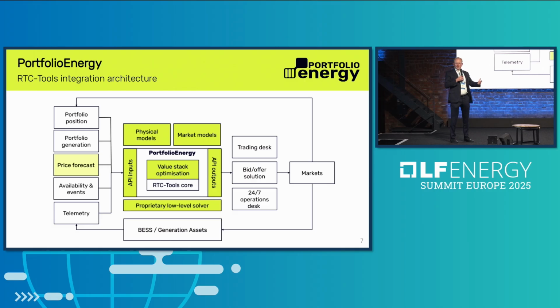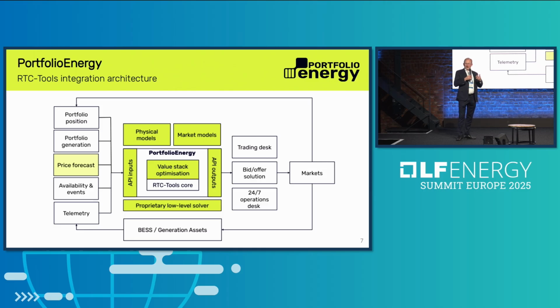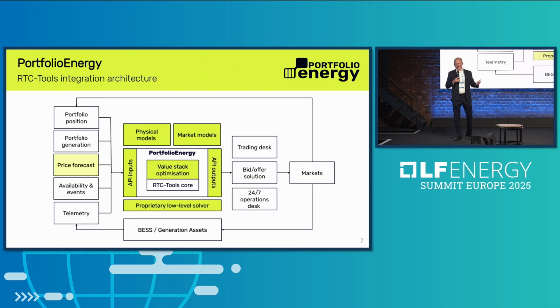Are there any outages we need to take into account? Are there any planned outages? What is the situation with the rest of our portfolio? All of that information is fed into the API. The API does its thing and then produces bids and offers, which ultimately are bid into the markets, while there is simultaneous oversight from a trading desk and a 24/7 control room. So our part is we're focused on the API.